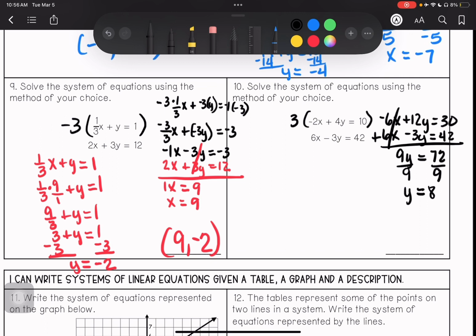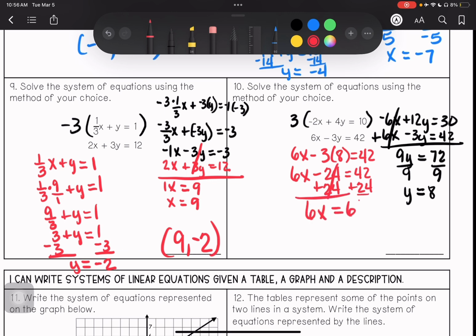Now that I know y equals 8, I'm going to use the second equation. 6x minus 3 times 8 equals 42. 6x minus 24 equals 42. Going to add 24 to both sides. This cancels and I'm left with 6x equals 66. Divide both sides by 6, x equals 11. So my ordered pair is 11, 8.